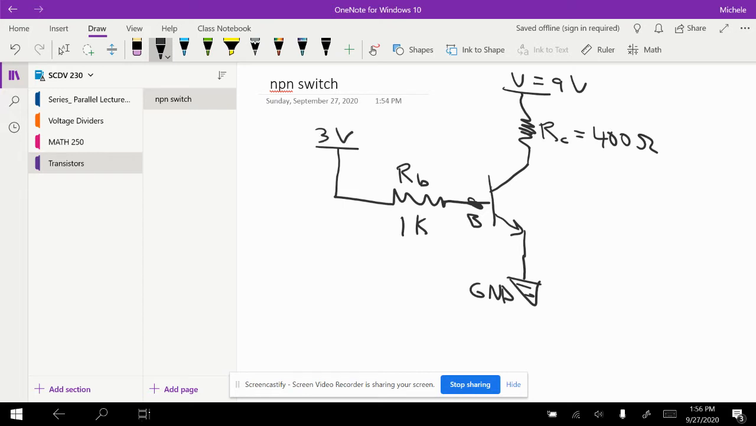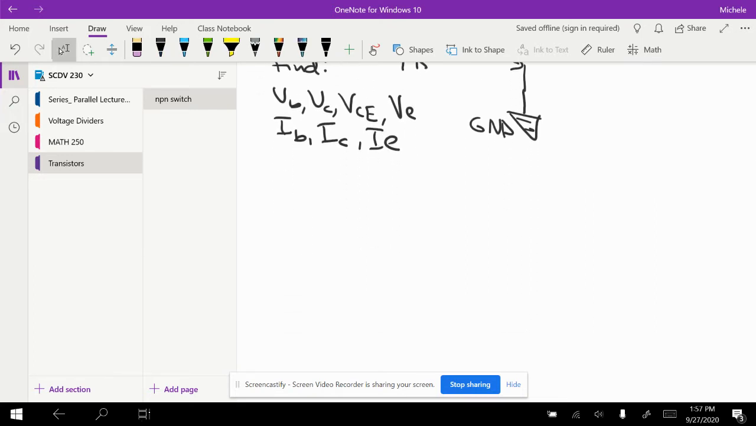So what I need to do is find all of the V's. So I'm going to find VB, VC, VCE, VE, and IB, IC, and IE. Okay, so what I want to do first is I want to figure out what's going on in cutoff.